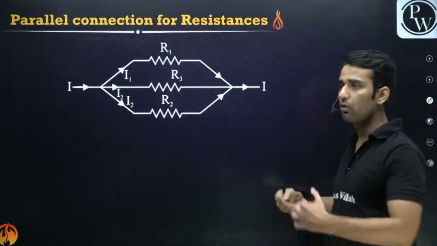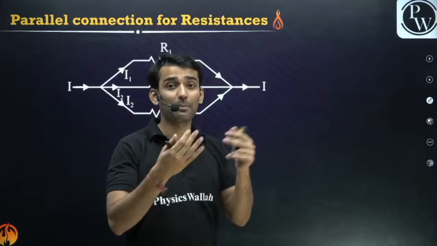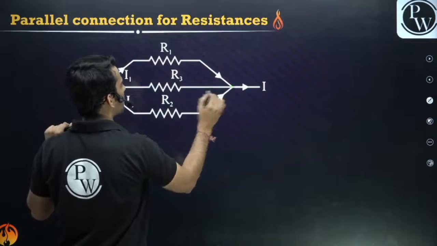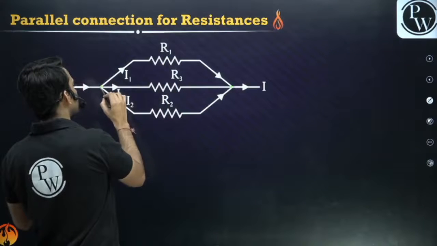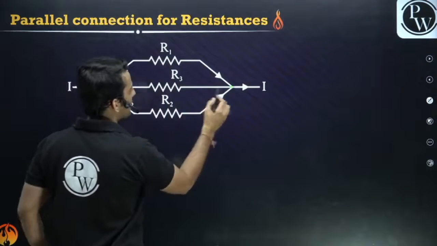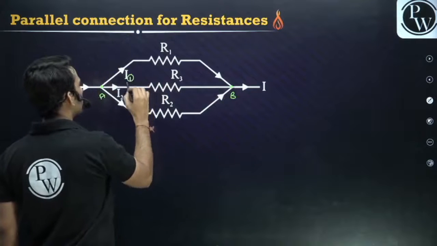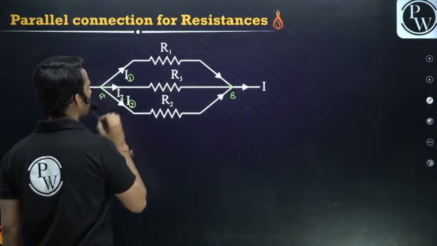I had told you, what if two people hold both of their hands? So this is what happens here. All the resistances are holding both of their ends. You can see one end of all the resistances is connected here, another end of all the resistances is connected here. Current is I1, I2, and from the middle one we have I3.